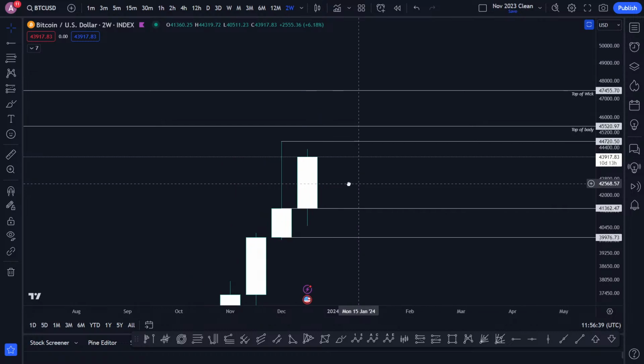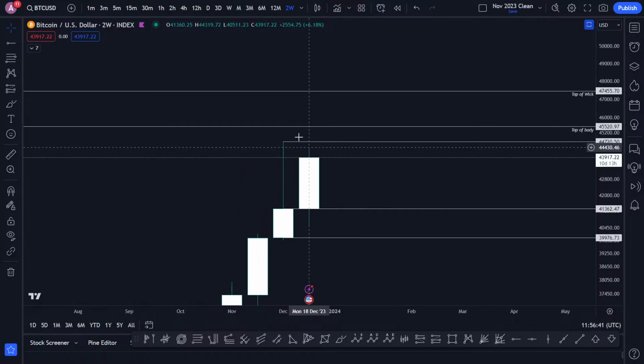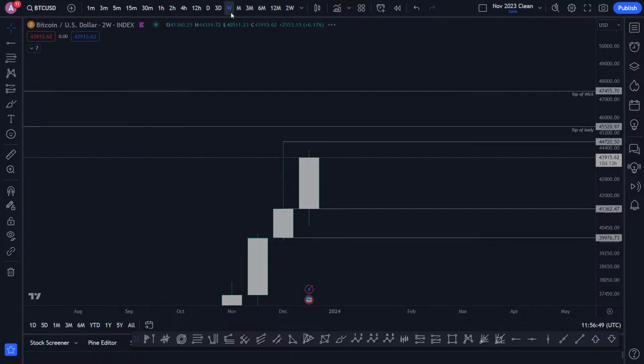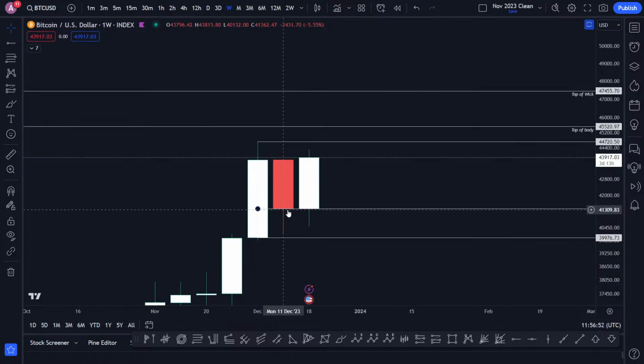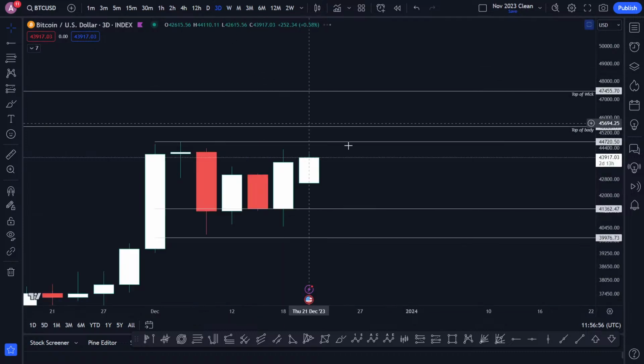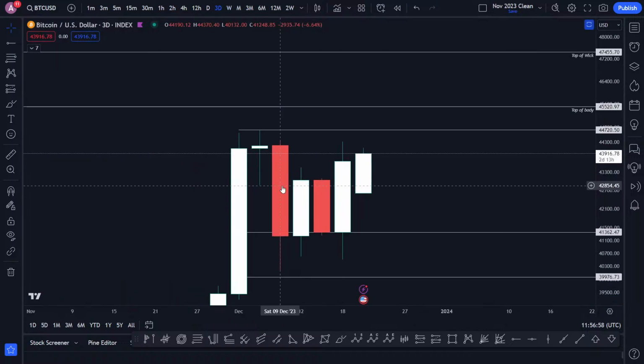So you would expect that to happen if you wanted continuation. You've gone down, you've taken liquidity on the weekly time frame, you've closed above the 2-weekly support, and we're trading back up in the high of the range. That's what you want to see.